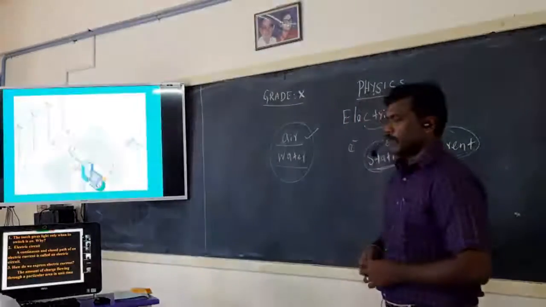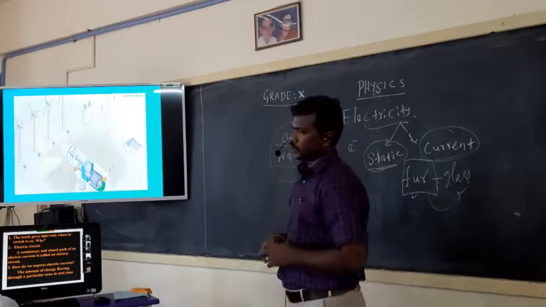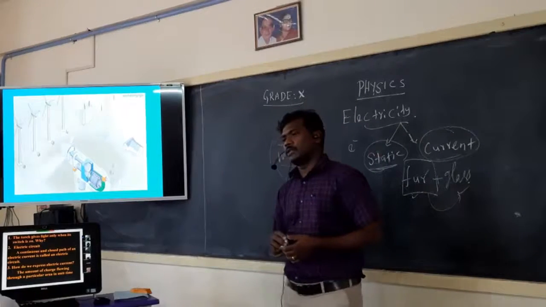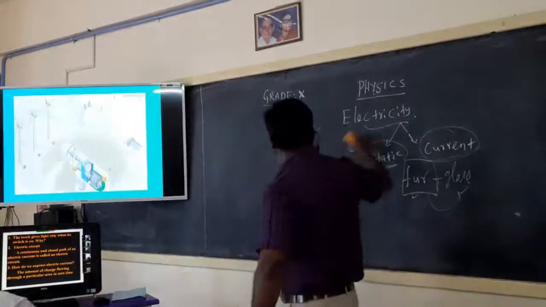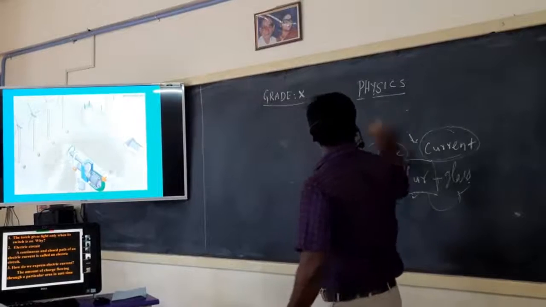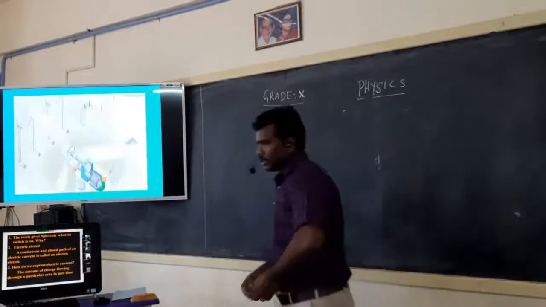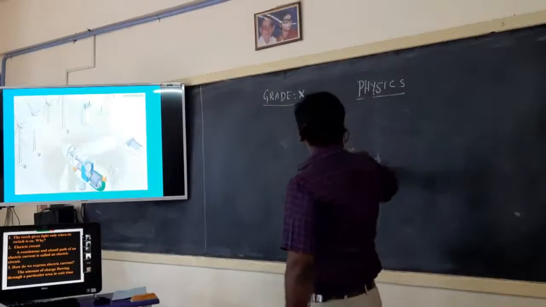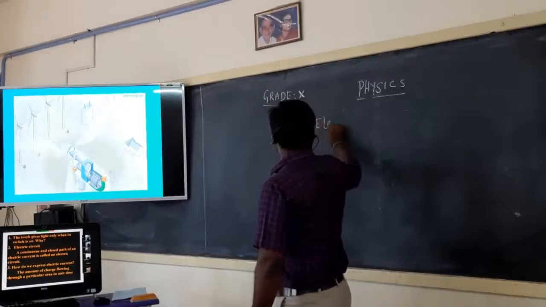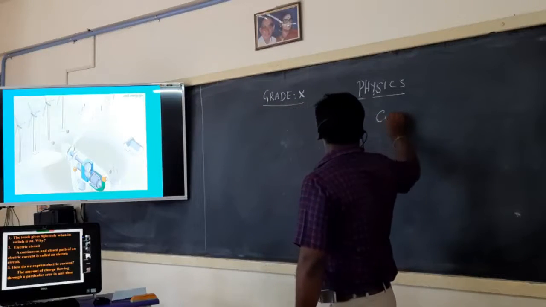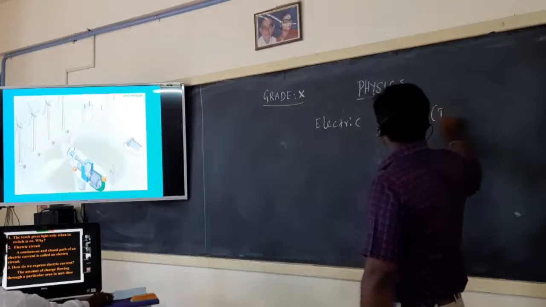So in this lesson, at the beginning of the introduction part, we are going to discuss mainly two points. One is electric current and another one is electric circuits. Okay. Now let's see the board. First of all, we are going to say what is meant by electric current. It is denoted by the letter I.